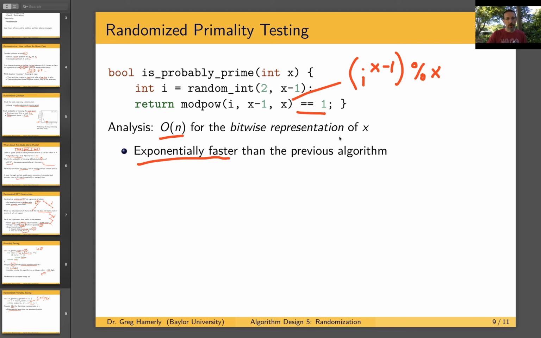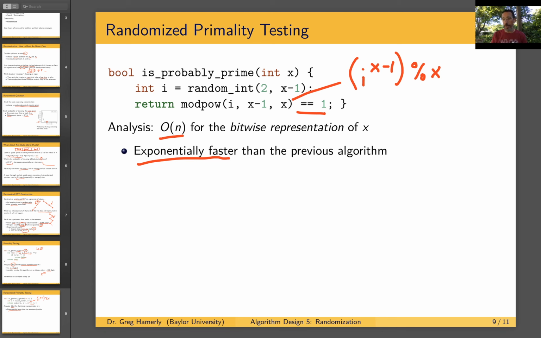Now, one issue that we can face with this algorithm is that it could make mistakes. For example, if we plug in a composite number, then it could tell us that it's a prime number, and that would be wrong, right? So if x is a prime number, this will always tell us the truth that it is a prime number, no matter which random choice we make.